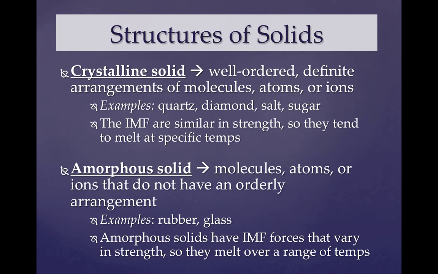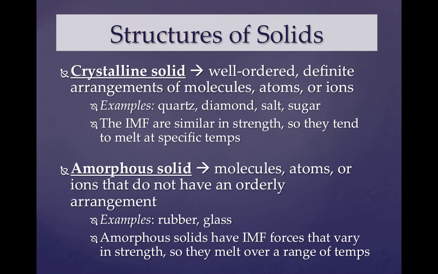The structures of solids are different, which gives solids different properties. So a crystalline solid, when you think of crystal, you think of a gemstone, like a diamond or a ruby, where you have a well-ordered, definite arrangement of molecules. The intermolecular forces are similar in strength, so they tend to melt at specific temperatures. This is like quartz, diamond, salt, sugar, whenever you think of any kind of crystal structure.